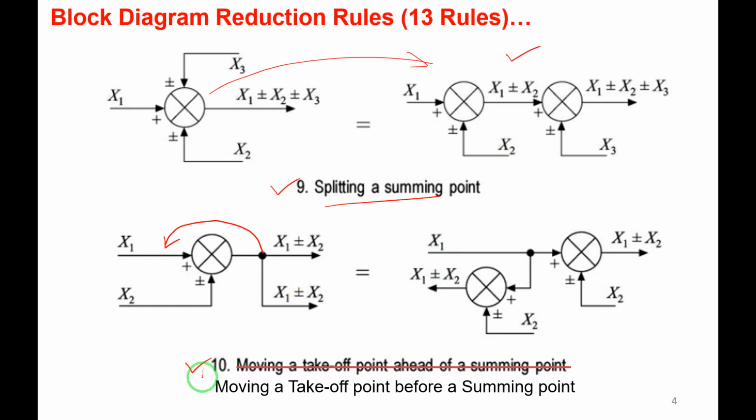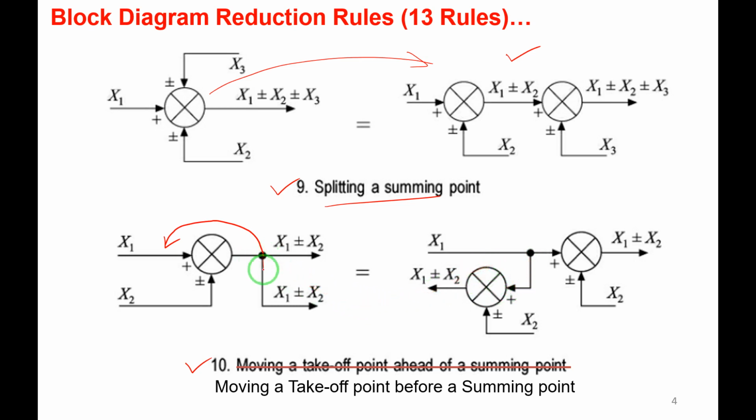Okay, first we'll see rule number 10. Shifting the summing point, moving a takeoff point after, before a summing point, right? I am shifting here. Yes, the takeoff point had come here. If the takeoff point had come here, one more summing point gets added. But the output should remain the same.